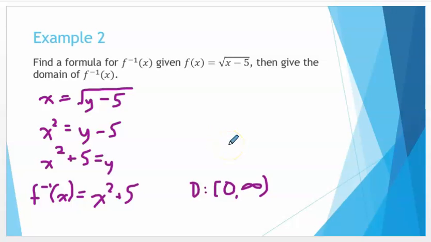And the best way I find to identify those is to look at the range of the original function, and then the range of the original function is the domain of the new function, and vice versa. If you're ever asked to find the range of the inverse, it would be the domain of the original function.